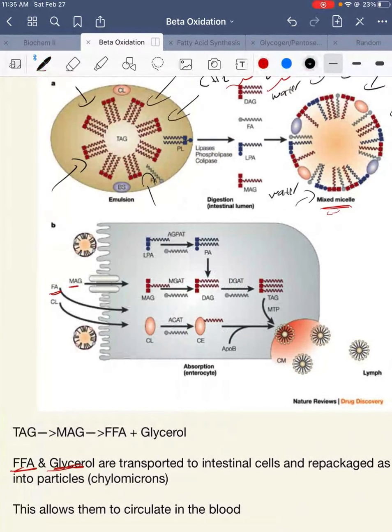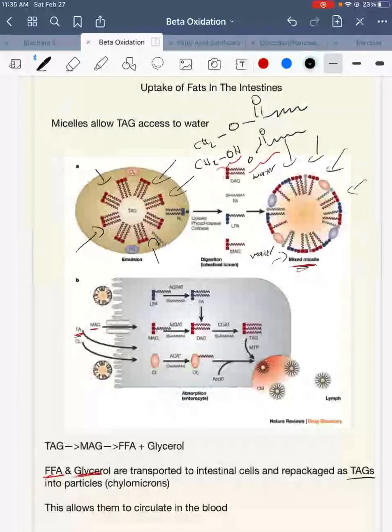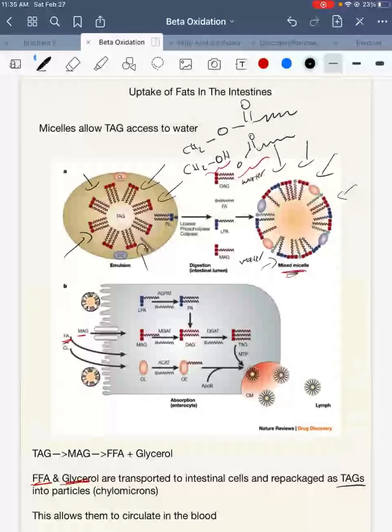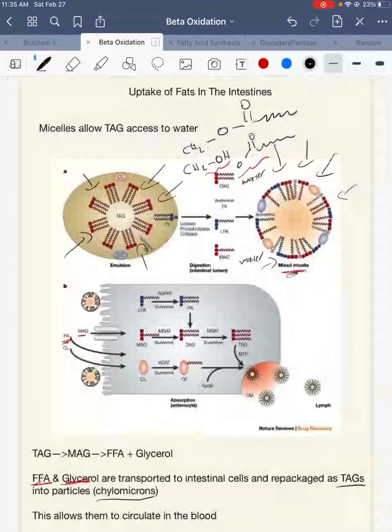But then after we transport them into the intestinal cell, we package them as tags again, right? So originally they were in a mixed micelle. Some of them were tags, some of them were monoacyl glycerol. They only had one fatty acid. So we break it down into their free fatty acids and glycerol, and then we transport them inside the cell. Once they're inside the cell, they're repackaged as tags again. And then we use these things called chylomicrons. And chylomicrons, basically what they are is a specific type of protein called lipoproteins and a bunch of lipid.